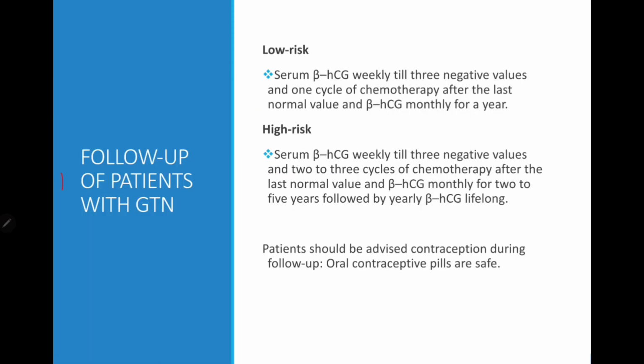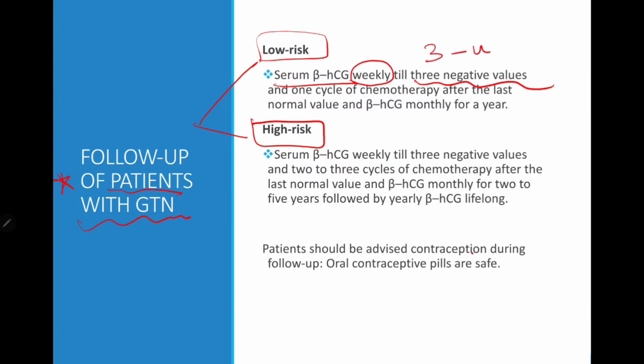Now, how am I going to follow up the patients with gestational trophoblastic neoplasia? Again, follow up will be divided based on low risk patients or high risk patients. For low risk patients, how will I follow up? Serum beta HCG weekly, till there are 3 negative values. And 1 cycle of chemotherapy after the last normal value and beta HCG monthly for a year. Okay, that is in low risk.